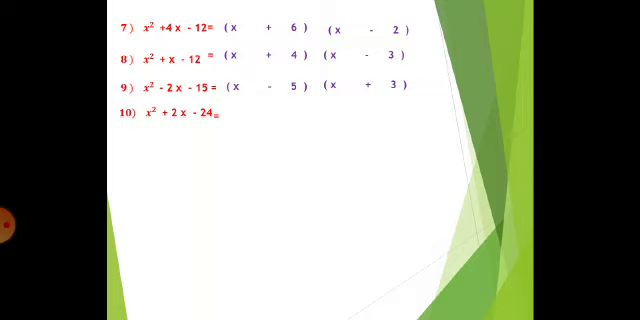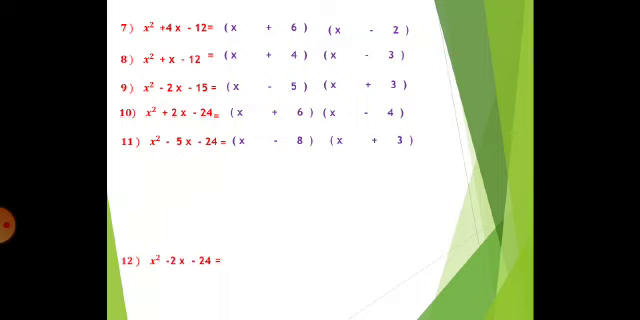Why do we write x plus 6? Because 6 is greater than 4, so 6 takes the sign of the middle term. We can write (x plus 6) and (x minus 4). x power 2 minus 5x minus 24: (x minus 8) and (x plus 3). x power 2 minus 2x minus 24.